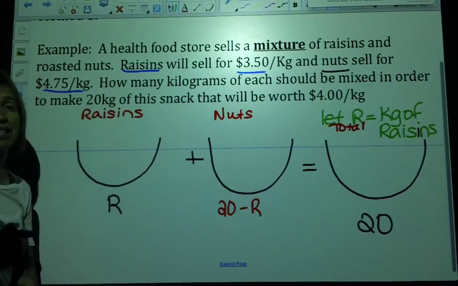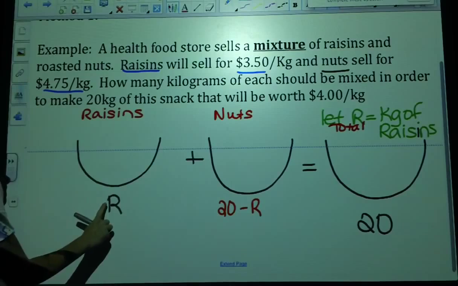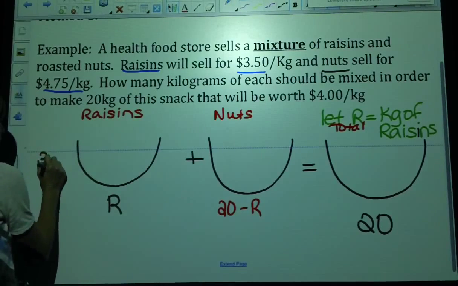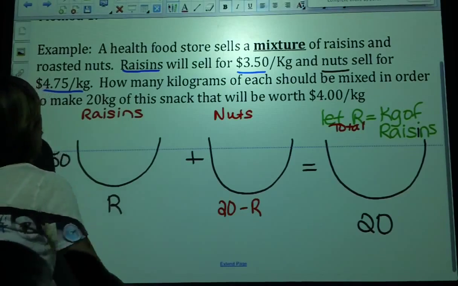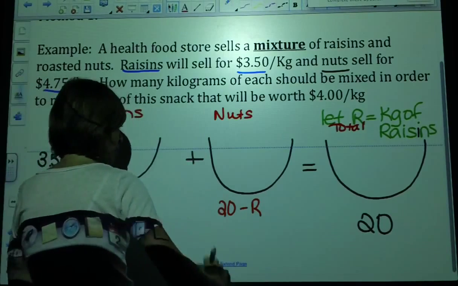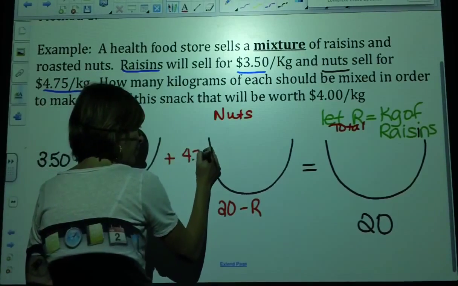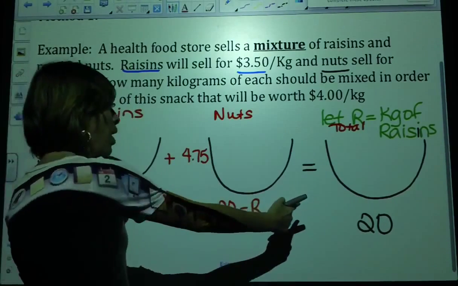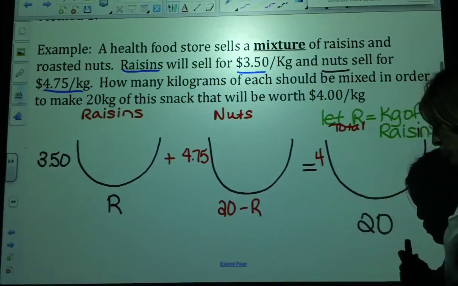Now, each of them has a value, so that's that second component. Raisins cost $3.50, so I'm going to put that on the side, $3.50. The nuts cost $4.75. Let me move this plus sign so I have a little bit more room here. So I'm going to put 4.75 here on the outside. And we want the new mix to be worth $4. So I'm going to put $4 there.